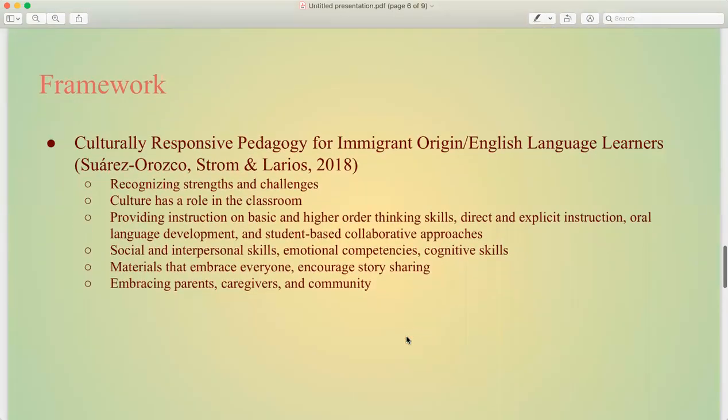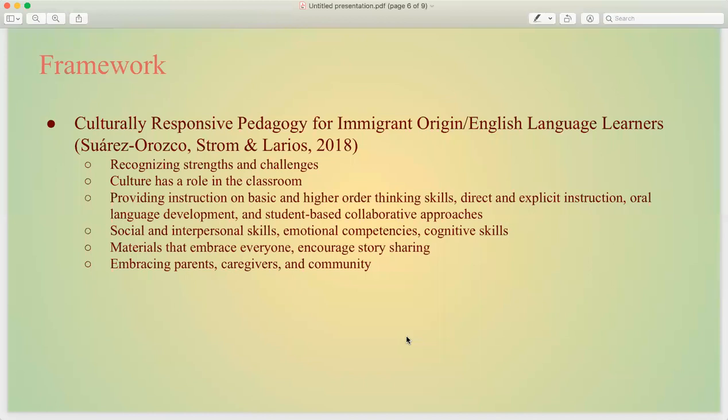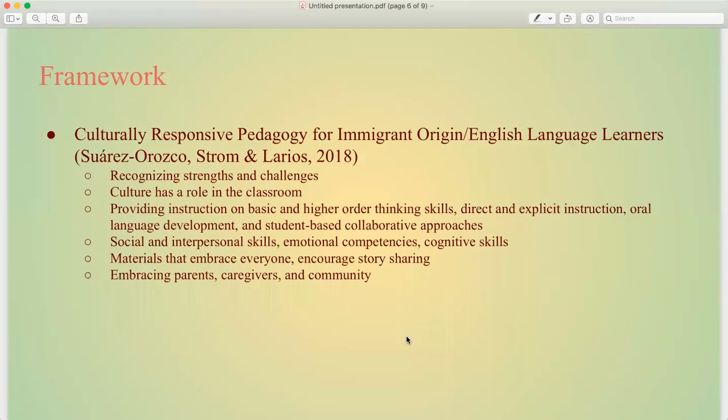So the framework I chose was the immigrant origin English language learner framework, but I think it applies in some ways to the economically disadvantaged students again. So first and foremost, recognizing both the strengths and challenges of your students, not falling into the deficit ideology, and really holding a deep understanding of cultural wealth that these students have.